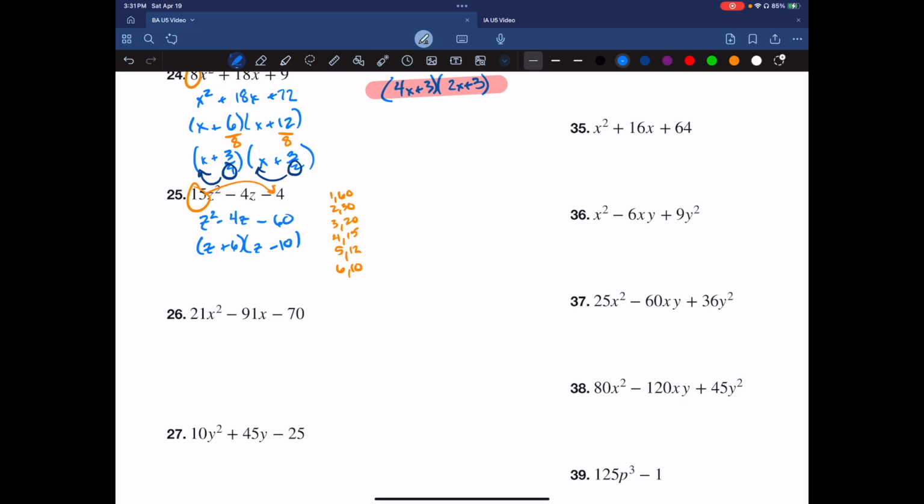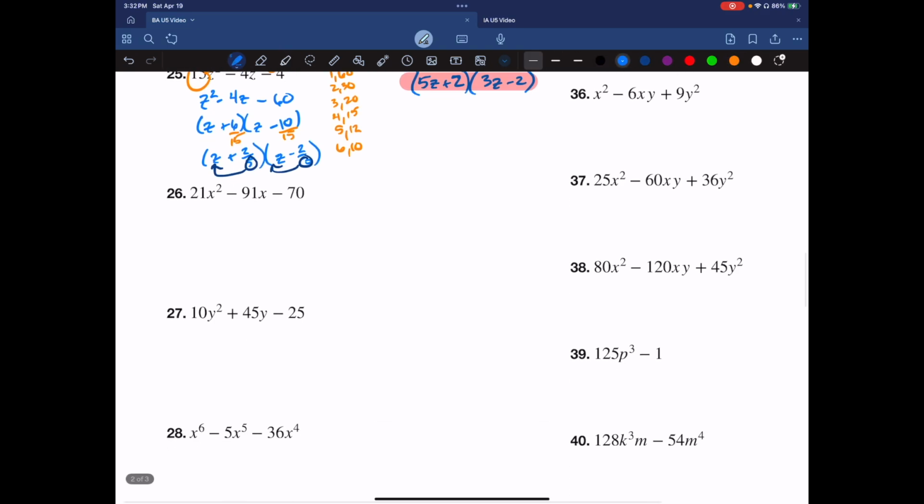See, I multiplied by 15, so I've got to divide by 15. So when I reduce, it's going to be 2 over 5. And this is going to be z minus 2 over 3. Okay, so I'm going to take these denominators, kick them up. My final answer is going to be 5z plus 2 and 3z minus 2. There you go. 26. Same thing.